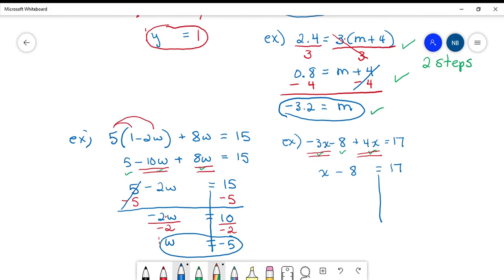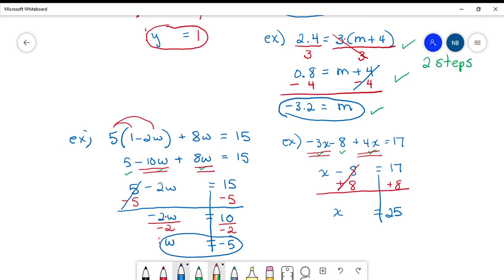We now have a 1-step equation. Our goal is x equals. The problem is the minus 8. When I add 8 to negative 8, I get 0 because they're opposites. If I get 0, that means I can cross them out. And I get x equals 17 plus 8, which is 25.